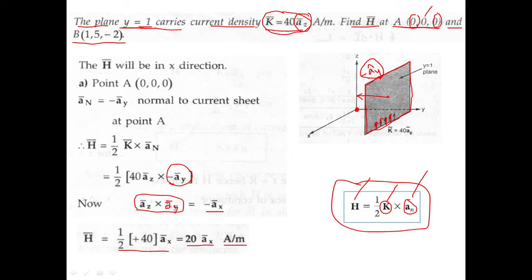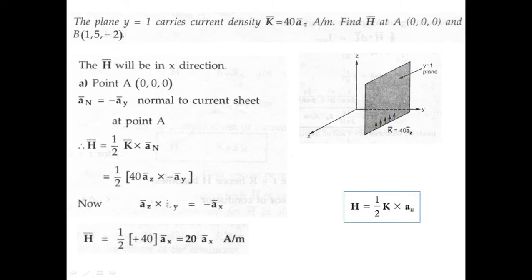Now the second case, how to do the second case? B is at (1,5,-2). Again we are interested only in y, that is 5.